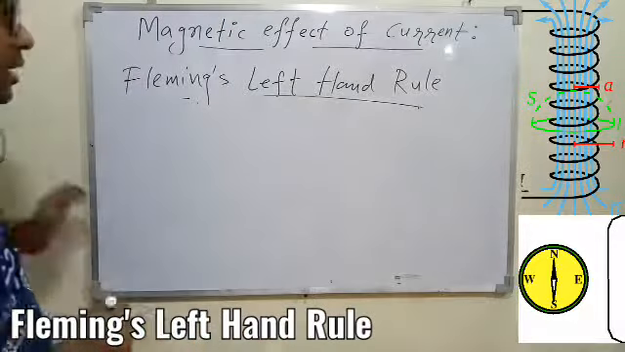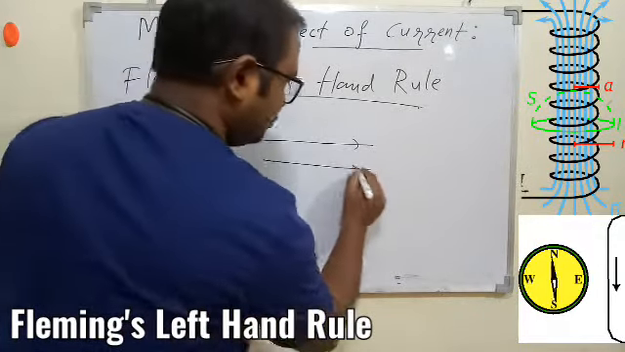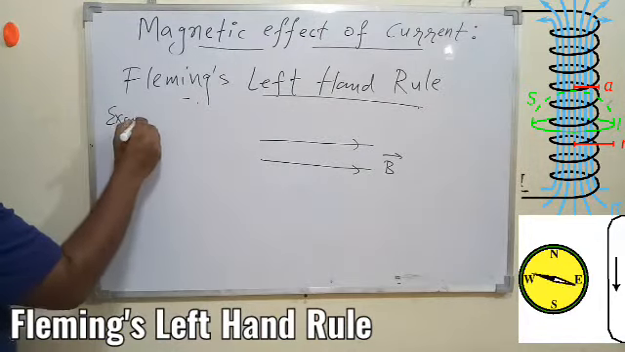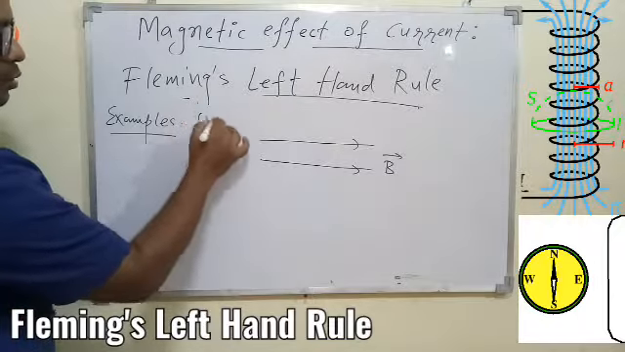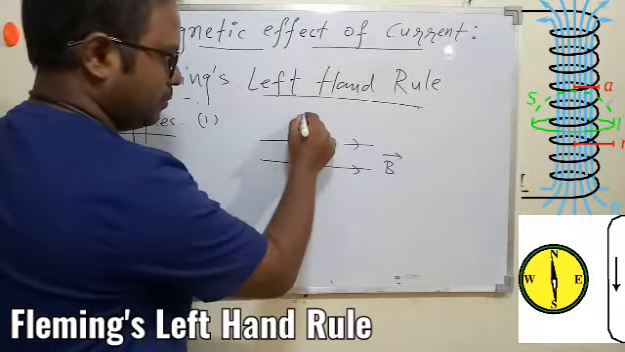So let's take an example. Let's see, we have a magnetic field B in this direction. Let it be example 1, and the conductor is again placed perpendicular.